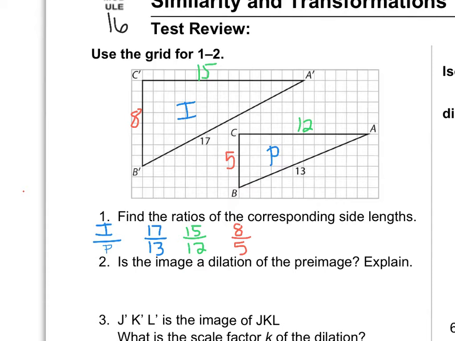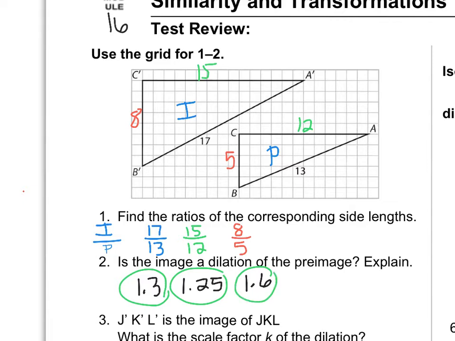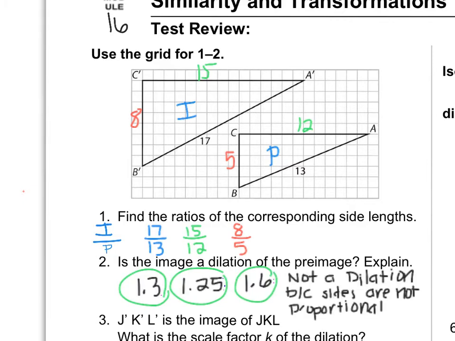I don't know for sure that these fractions are equal to each other, so at this point I'm just writing them separately. In question number 2, they're asking me if this is a dilation of the pre-image. That means I have to check if the fractions are actually equal. If this was a dilation, then we would have a scale factor. Since my numbers are all different when I divide the fractions, I can see that this is not a dilation. And I have to give an explanation. So I said not a dilation because the sides are not proportional.